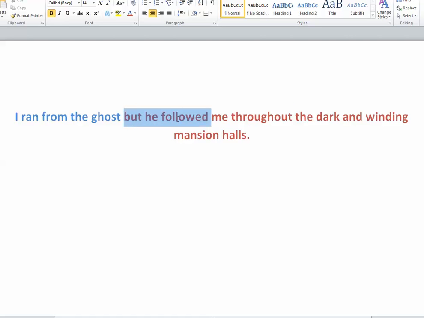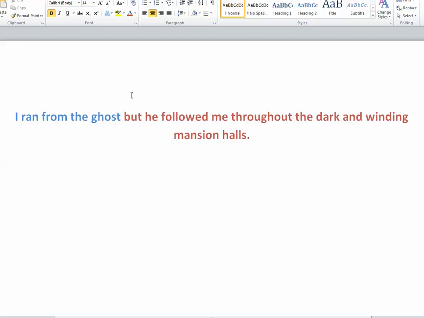This, but he followed me throughout the dark and winding mansion halls, is a dependent clause. It used a subordinating conjunction. Because it was 11 words, it pretty much forced me to add a clause. And throughout the dark and winding mansion halls is a phrase, the prepositional phrase within that clause. So for students, we did this several times. Students came up with some fantastic sentences, many of them better than this one, more creative than this one.